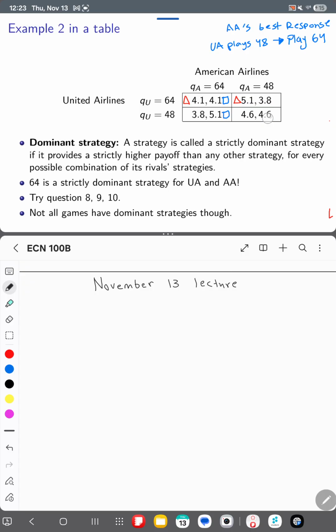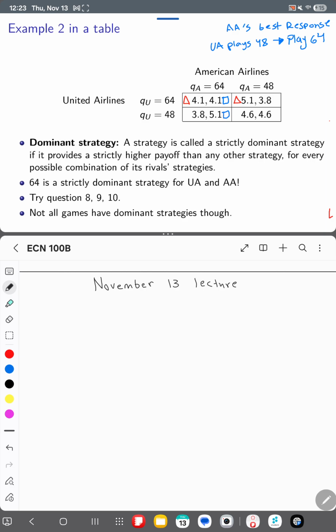Go ahead. 64. Yes, which numbers do we compare? 5.1 and 4.6. Very nice. I would compare this 5.1 to the 4.6. 5.1 is better. So it means that even if United Airlines is playing 48, you want to keep playing 64.